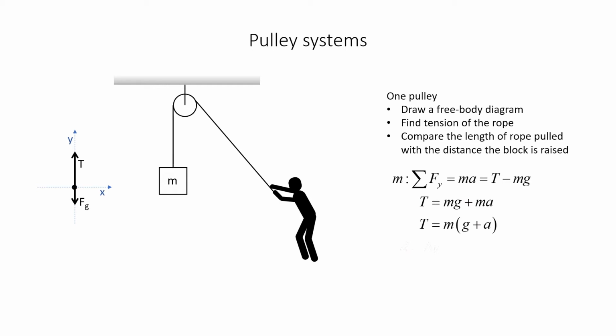We solve this for the tension, and we find that the tension equals the mass of the block times the sum of g plus a.